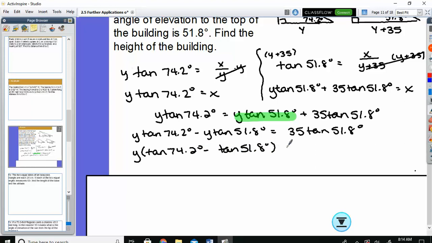I know it's long and ugly. These are equations that you solved in algebra. It just looks so much worse because we have trig functions in there as well. What would you have to do to get the y by itself now?